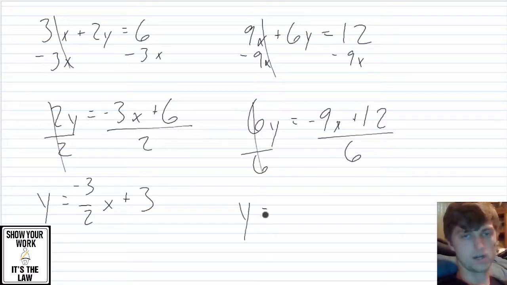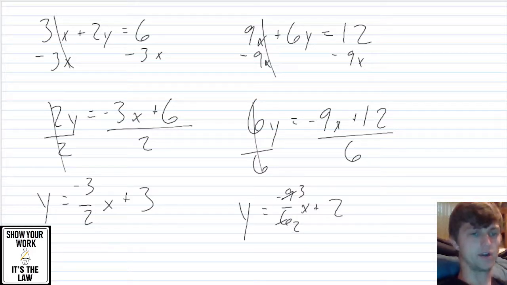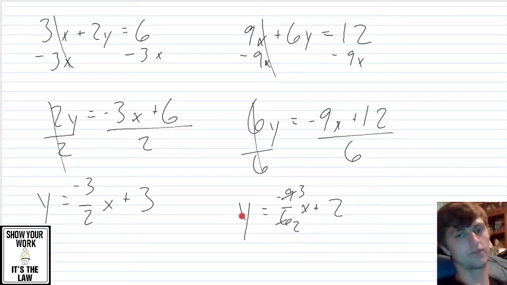We've got y equals negative 9 over 6x plus 2, but remember 9 over 6 can reduce. We get 3 over 2, so negative 3 over 2x. Are these two lines parallel? Remember, all we've got to look at is the slope. Slope is negative 3 over 2. Slope is negative 3 over 2. Yes, they're parallel. Remember, the intercept does not matter because we can graph these.